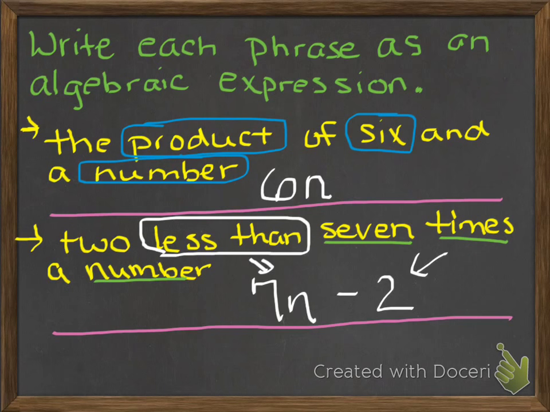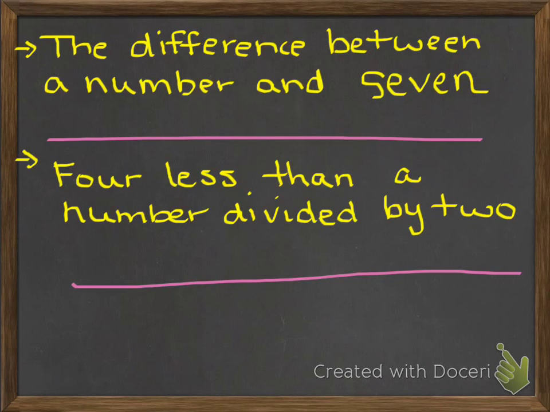So you will see problems exactly like this, just with different numbers on it. So you want to make sure you know how to do that order, because if you give me 2 minus 7n, it's going to be completely marked wrong. So please do not give me that answer.